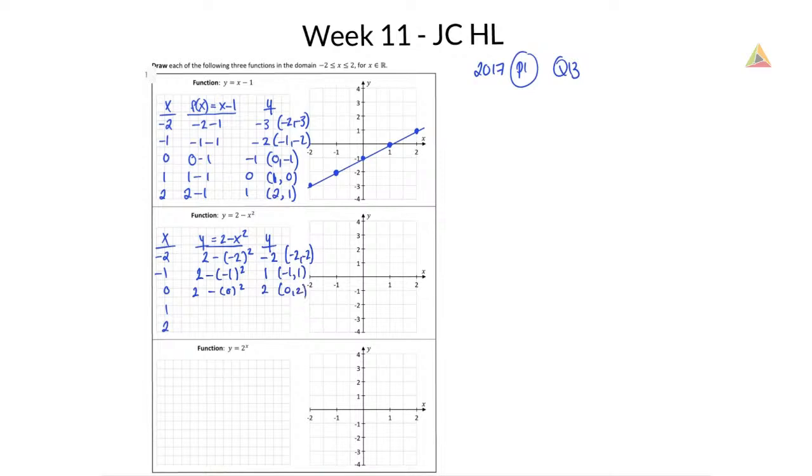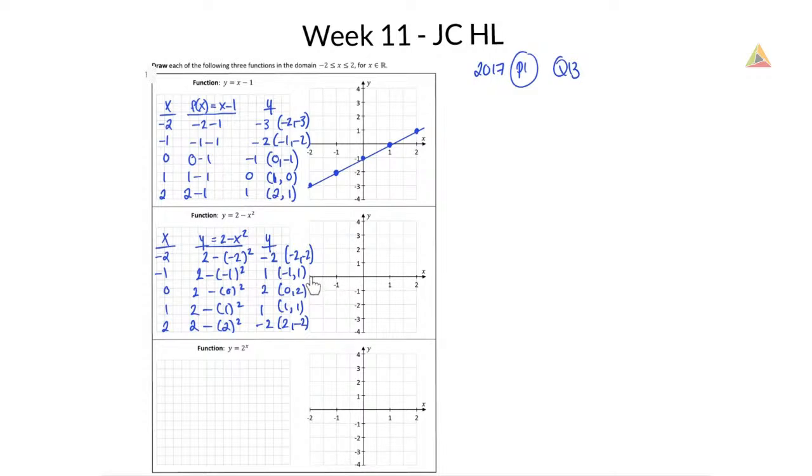And the next point is 2 minus 1 squared. So that's 2 take away 1, which is 1. That gives us the point 1, 1. And then finally, it's going to be 2 minus 2 squared. So that's 2 take away 4, which is minus 2. So that's the point 2, minus 2. So hopefully we're going to get an N shape. So we'll put in the first point, minus 2, minus 2.